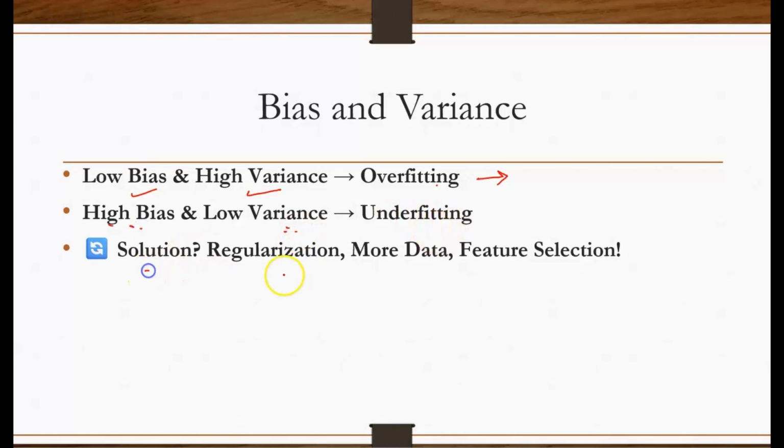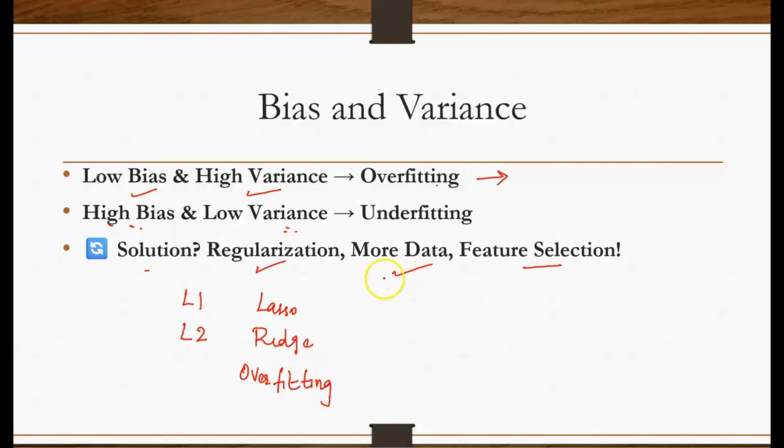So what is the solution? We have many solutions here: regularization, more data, and feature selection. Regularization is a technique to prevent overfitting. We have regularization methods like L1 regularization and L2 regularization, that is lasso regularization and ridge regularization, which we can see later. These are all techniques used to avoid overfitting.